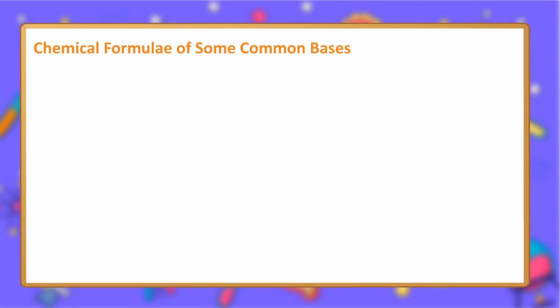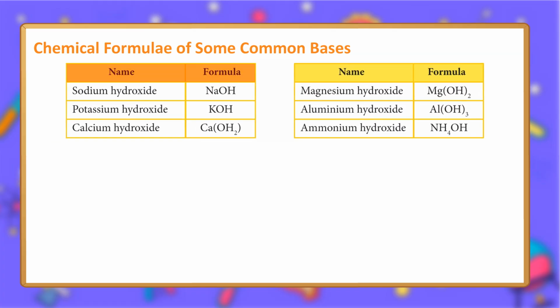Chemical formulae of some common bases. Name, formula. Sodium hydroxide, NaOH. Potassium hydroxide, KOH. Calcium hydroxide, Ca(OH)2. Magnesium hydroxide, Mg(OH)2. Aluminium hydroxide, Al(OH)3. Ammonium hydroxide, NH4OH.